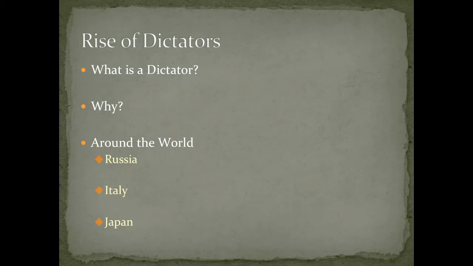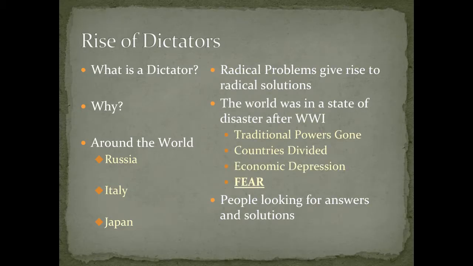Well, it's actually kind of really simple. Radical problems. Each of these countries that we're going to look at has a radical problem going on. There's some major issue that the people of that country are facing. And the thing is that these people, they want answers. They want solutions. And these dictators give them radical solutions to solve their radical problems.